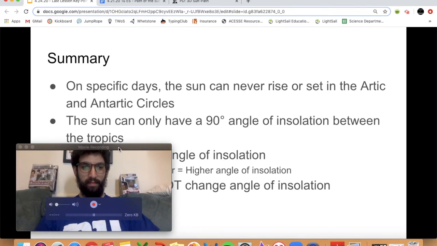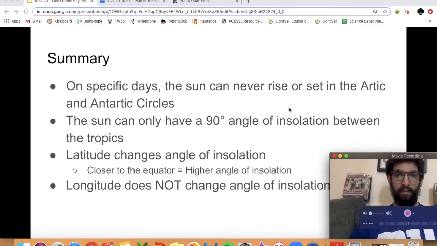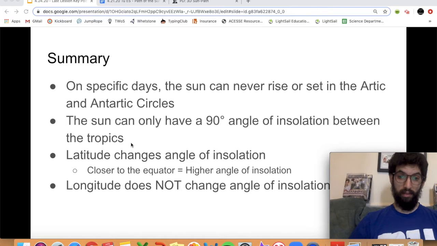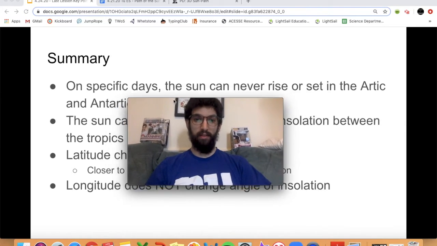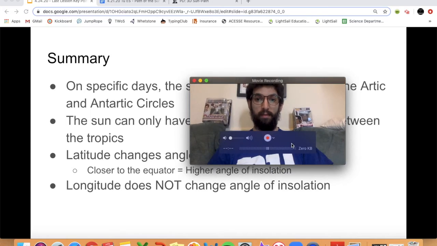So to sum it up, on specific days, the sun can never rise or set only in the Arctic and Antarctic. The sun can only have a 90-degree angle of insolation between the tropics. Latitude will change your angle of insolation, longitude does not. All right, that wraps up Tuesday, so let's take a look at what we're doing now.